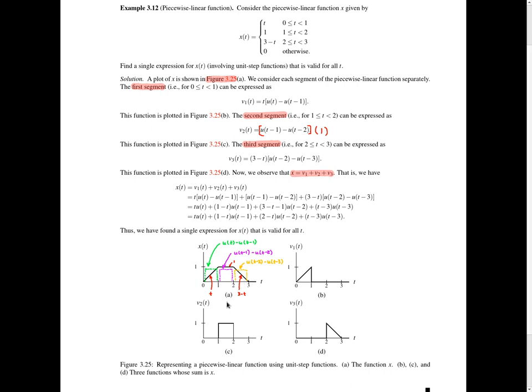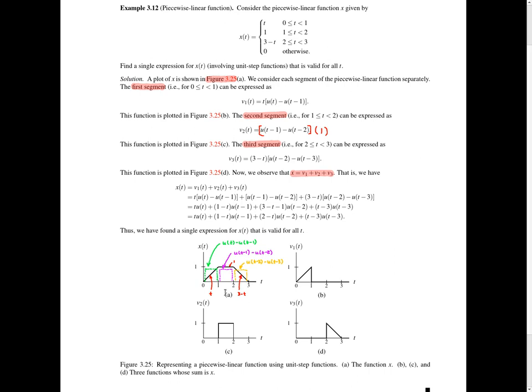Now I hope everyone would agree that if I add the functions v1, v2, and v3 shown in figures B, C, and D respectively, the sum of these 3 functions is the function x. It's relatively easy to add them visually because these functions are never simultaneously non-zero. Between 0 and 1, the only one that is non-zero is v1. Between 1 and 2, the only one is v2. Between 2 and 3, the only one is v3. So it's very easy to add these graphs. Essentially you're taking the 3 graphs and superimposing them on the axes shown in figure A. So v1 plus v2 plus v3 gives us the function x.